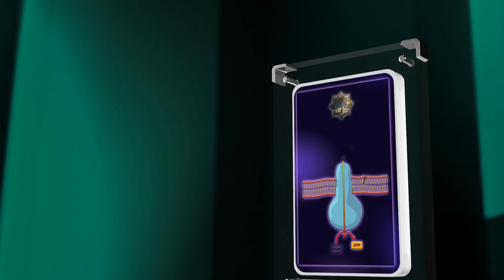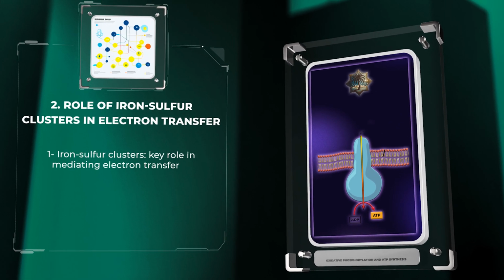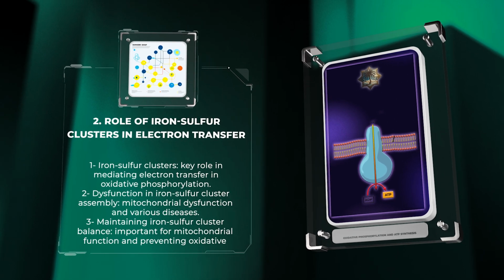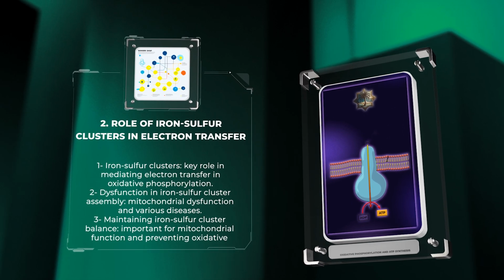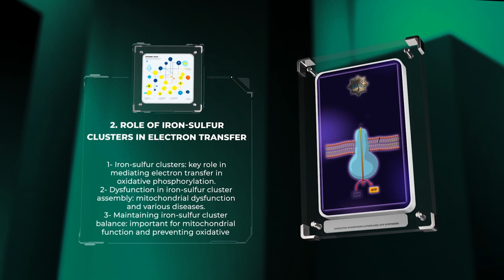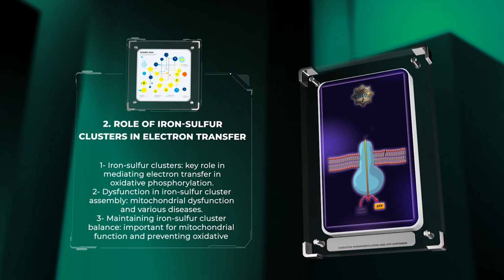In oxidative phosphorylation, iron-sulfur clusters play a key role in mediating electron transfer. Dysfunction in iron-sulfur cluster assembly can lead to mitochondrial dysfunction in various diseases. Maintaining iron-sulfur cluster balance is important for mitochondrial function and preventing oxidative stress.